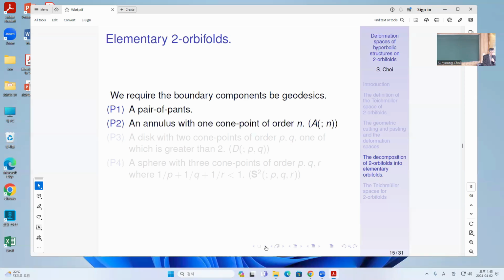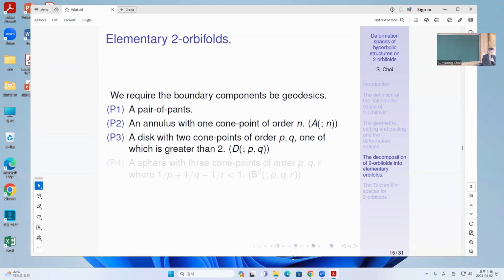And then the next one is an annulus with one cone point of order n. It's written like this. This semicolon means that what follows are the cone points, and n will be the cone point. So this is the annulus, A means the annulus, and there's one cone point inside. Okay, and so it will have two boundary components, right?